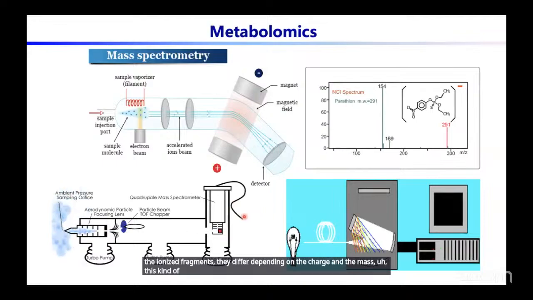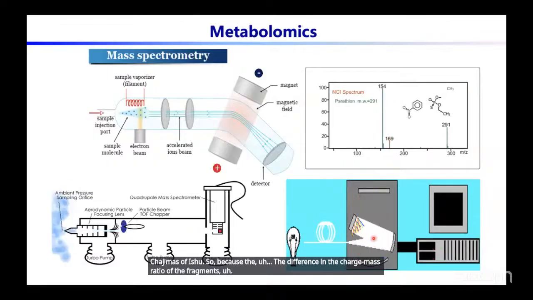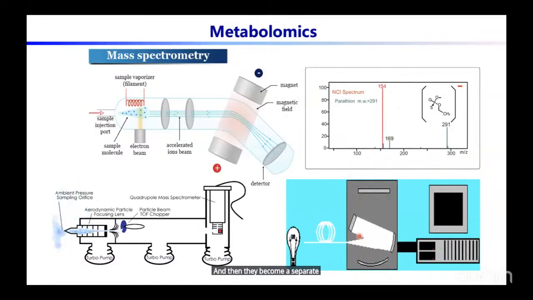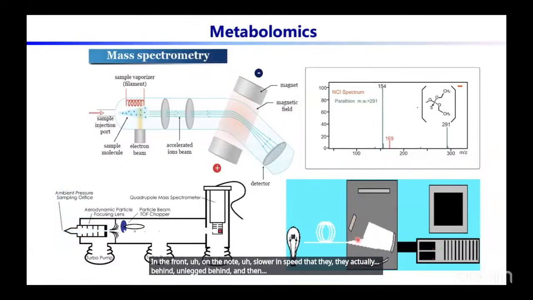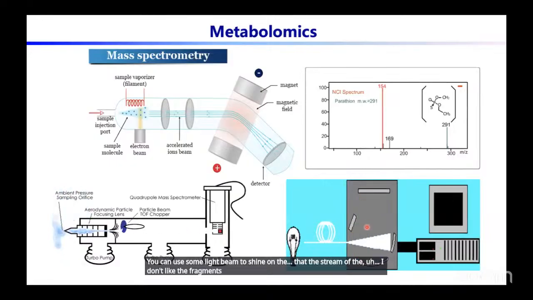This is the charge mass ratio. Because of the difference in the charge mass ratio of the fragments, they become separate. Those moving at high speed move in the front, and those slower in speed lag behind, and then you can use some light beam to shine on the stream of the ionized fragments, and that's going to produce reflected light, and then you can receive this light and display that as some kind of spectrum, like this one.